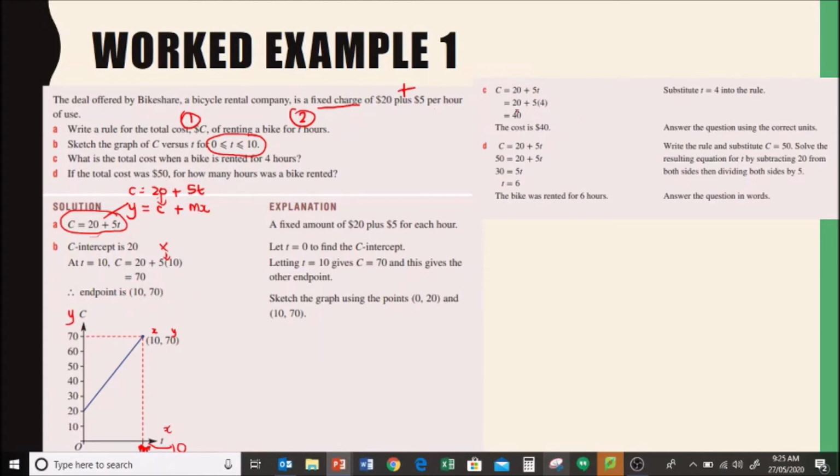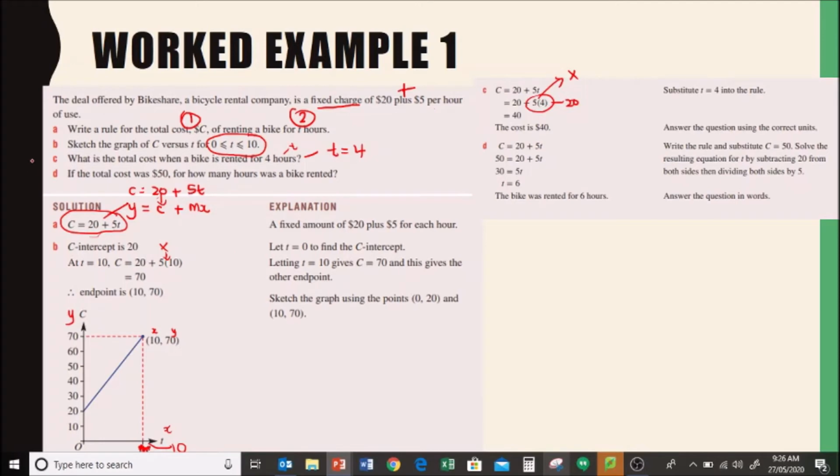Okay, so part C says, what is the total cost when a bike is rented for 4 hours? So this is saying to substitute t equals 4, because hours we said is t, and I'm giving you the t value, which is 4. So we put the 4 into the t. The rule is c equals 20 plus 5t. Then we put 4 in, so 20 plus 5, 4, and the sign in between is multiply. So it's 20 plus 5 times 4, which is 40, because 5 times 4 is 20, and 20 plus 20 is 40. So the cost is $40 when the bike is rented for 4 hours.